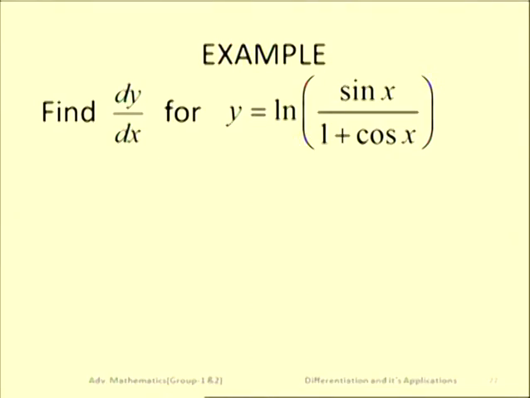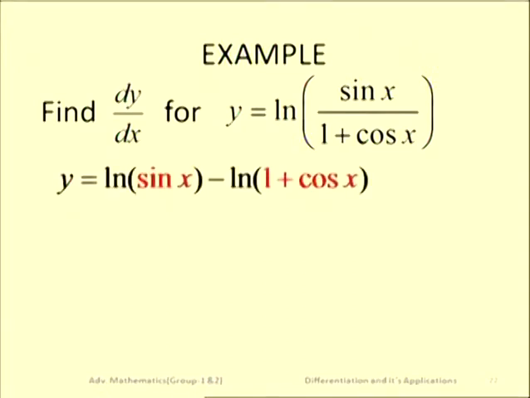Now see an example. First example, find dy by dx, that is the derivative of y with respect to x, for y is equal to log of sine x upon 1 plus cos x. So it is a composition of two functions, one is log x and another is sine x upon 1 plus cos x. As we know that log of u divided by v is log u minus log v, we simplify first. y is equal to log sine x minus log of 1 plus cos x.